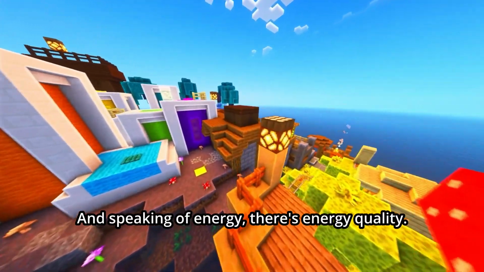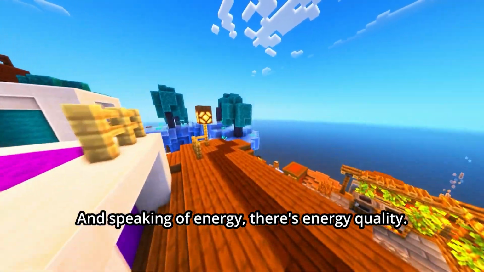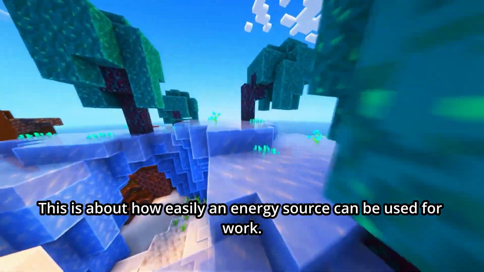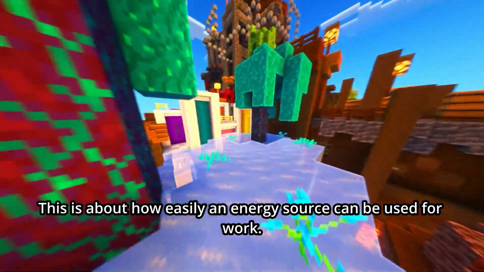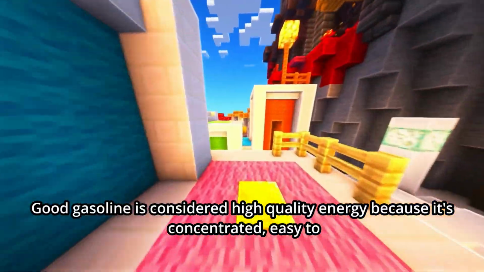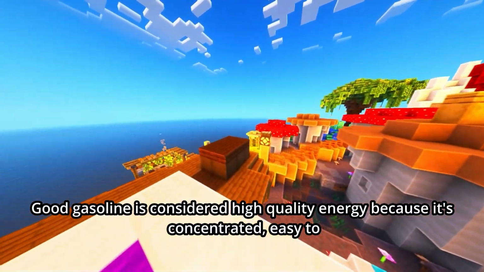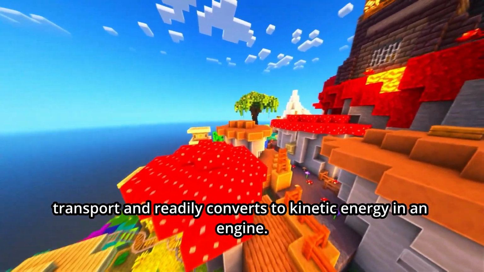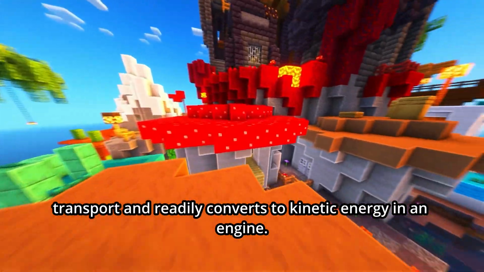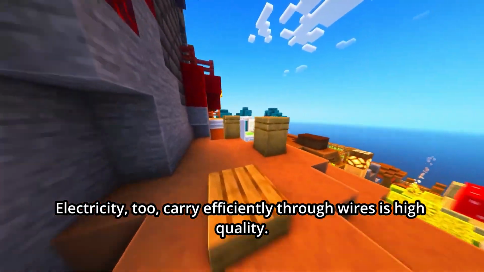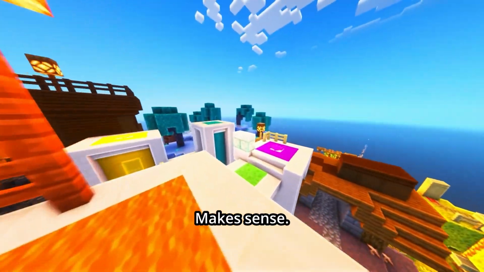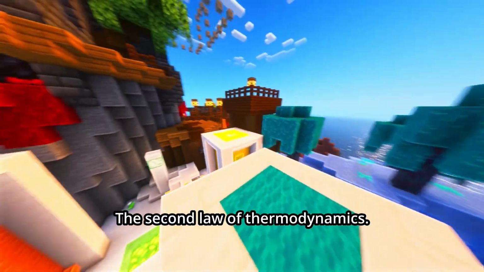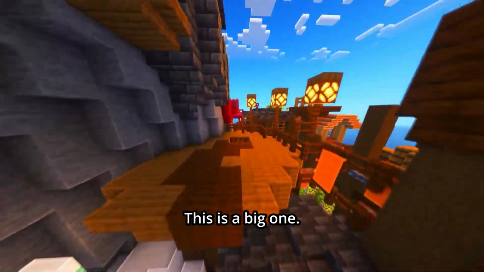Right. And speaking of energy, there's energy quality. This is about how easily an energy source can be used for work. Liquid gasoline is considered high-quality energy because it's concentrated, easy to transport, and readily converts to kinetic energy in an engine. Electricity, too, carried efficiently through wires, is high quality. Makes sense. Which brings us to entropy, the second law of thermodynamics. This is a big one.